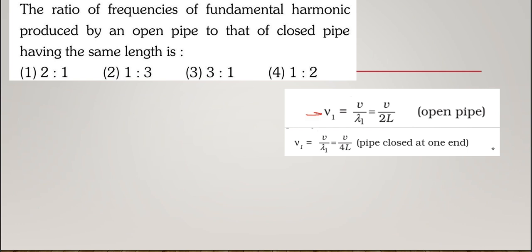Now these two formulae for open organ pipe and closed organ pipe are directly from NCERT. They asked the ratio of the fundamental frequency of the open pipe to that of the closed pipe. So ν1 by ν2 will be equal to (v by 2L) by (v by 4L). So the v gets cancelled, L gets cancelled, we will get 2 is to 1.